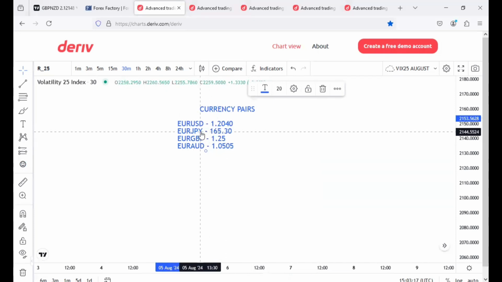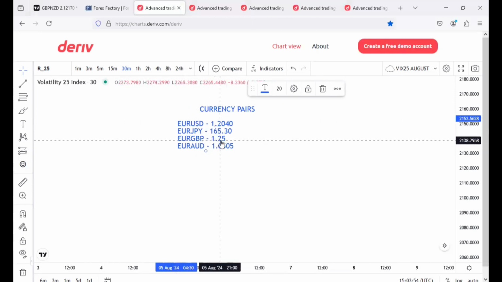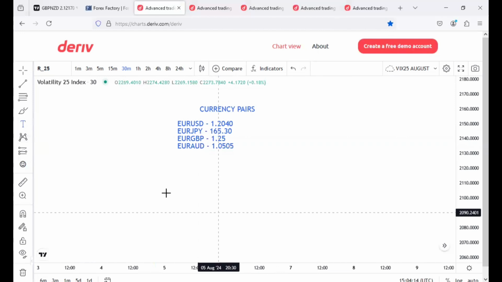In this instance, it means that you need 165 Japanese yen. JPY is Japanese yen. We already talked about this in the free class, so if you did not go to the free class, you can go back. So what this simply means is that to buy 1 euro, you need 165.3 JPY. And in this instance, too, you need 1.25 Great Britain pounds to buy 1 euro. And in this instance, you need 1.05 AUD to buy 1 euro. Hope this is very clear.